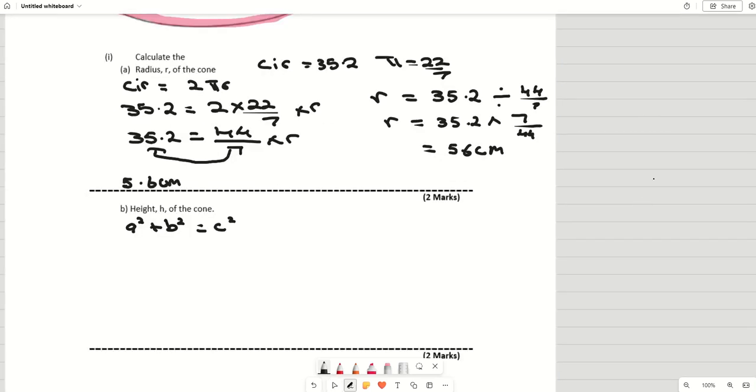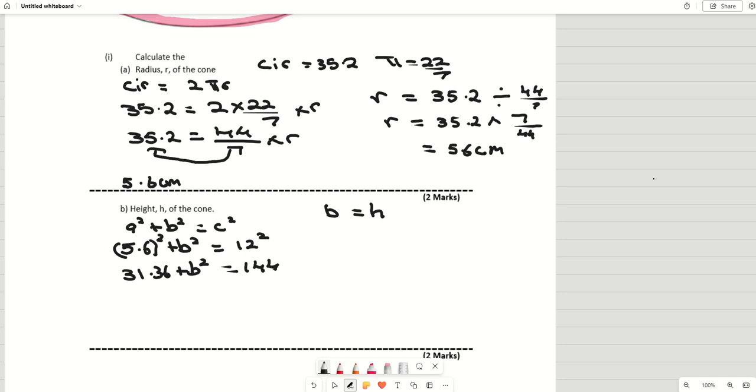So basically, it's 5.6 squared, we don't know what the next side is, plus b squared is equal to 12 squared. So you know 5.6 squared is equal to 31.36, plus b squared is equal to 144. You want to make b the subject, which is also known as height, right? B is equal to height.